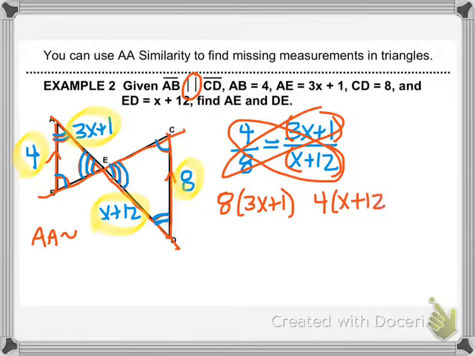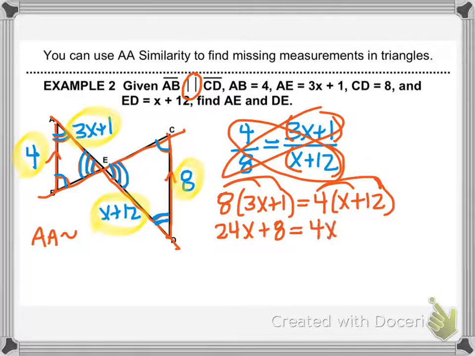Remember, it doesn't matter which side of your equal sign you put which cross product. Now we're going to go ahead and solve by first distributing to get rid of our parentheses. 8 times 3x is 24x. 8 times 1 is 8. On the right, 4 times x is 4x. 4 times 12 is 48. So our parentheses are gone.